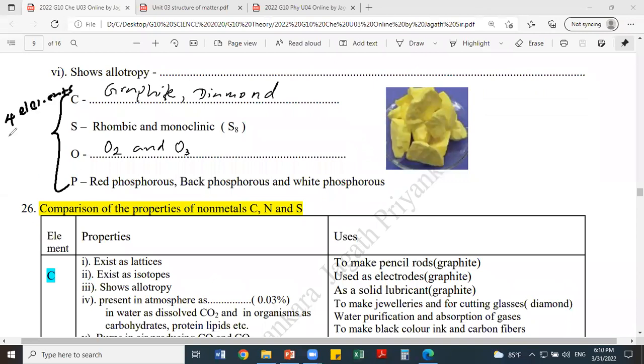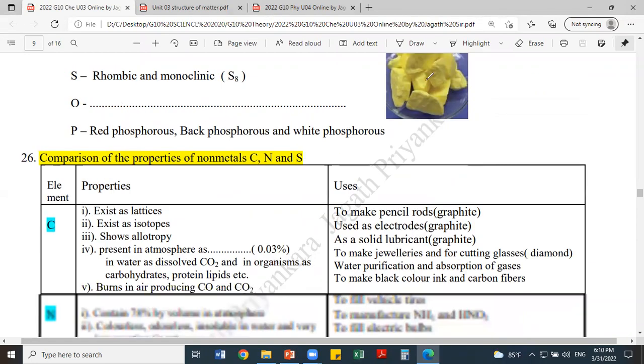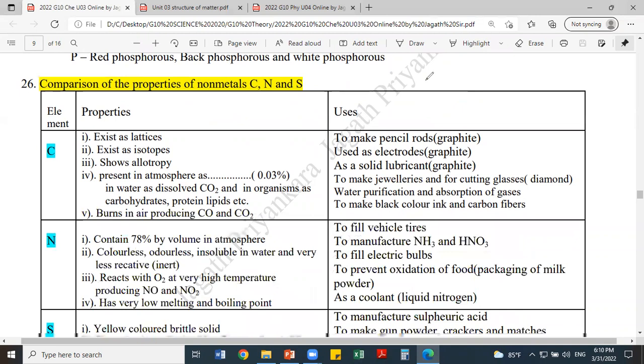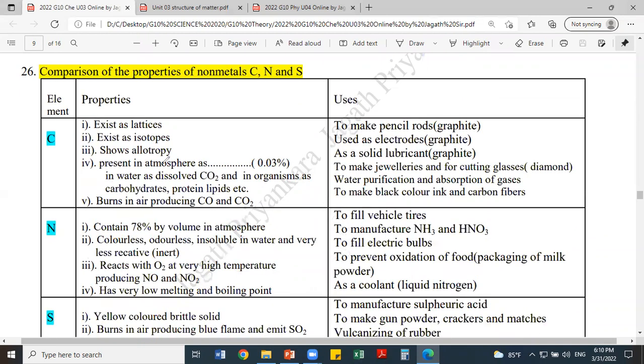The next one, carbon. We discussed it on the PowerPoint slide, where I explained everything about carbon. Just to summarize the table, I have given all three of these nonmetals. You should know the properties and uses in a bit of detail. Carbon exists as lattices, for example graphite and diamond. You can write that in brackets if you want. Lattice structures: a large number of atoms combined to form a giant structure.